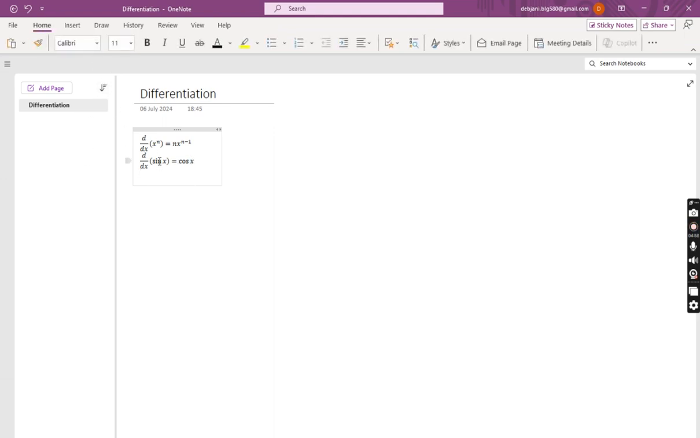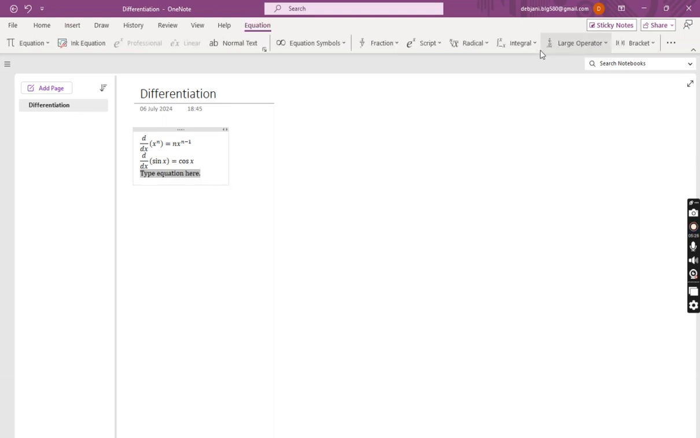There are some rules: for sin x it will be cos x, for cos x it will be negative of sin x, for tan x it will be sec square x, for cot x it will be negative of cosec square x, for sec x it will be sec x tan x, and for cosec x we will get negative of cosec x into cot x. I am writing them quickly. Just note them down as they are really important.